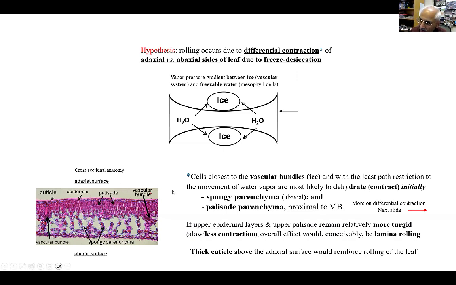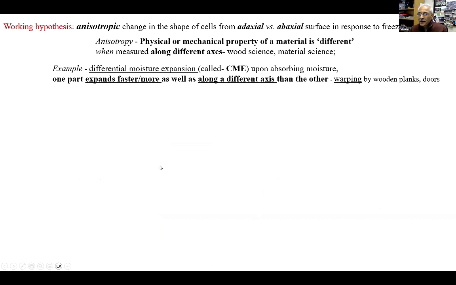So that's our hypothesis. Now, to expand on that working hypothesis a little bit more, what we are suggesting is that this rolling occurs because of this anisotropic change in the shape of the cells in adaxial versus abaxial surface in response to freeze desiccation. So freeze desiccation is the key, of course, that is drawing this moisture out of those cells. But these cells from adaxial versus abaxial, they are contracting anisotropically. Now, anisotropy is a concept that is used in physics, essentially, quite commonly implicated in material science and wood science area.